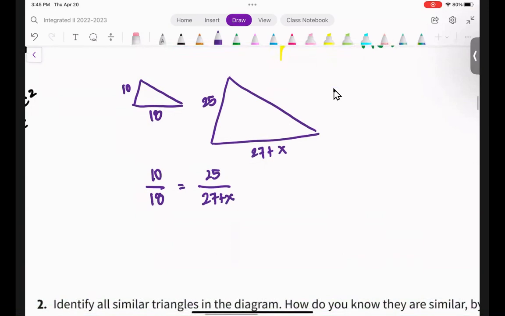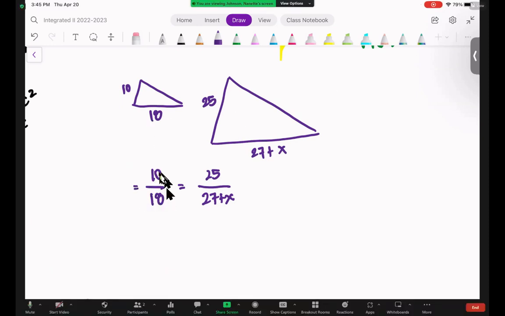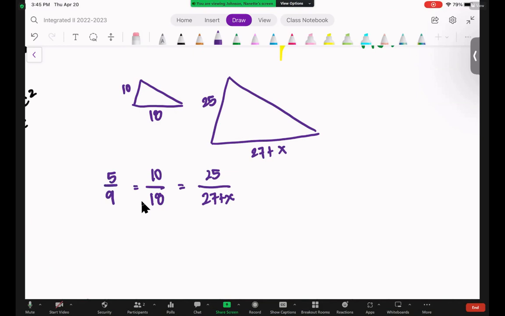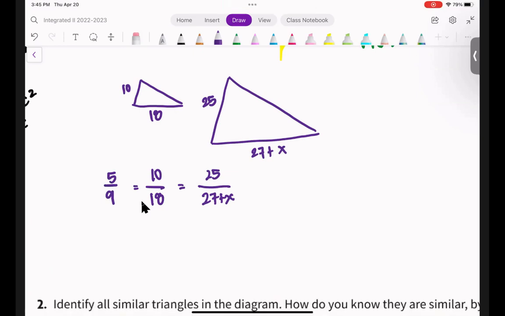To solve this problem, there's a couple different ways to do it. One of the ways your teacher taught you may be cross multiply. Another way is to multiply by the denominators. I first see that this fraction could be simplified, so I'm going to simplify that. That would be 5 over 9, and I like that fraction better because it's smaller.